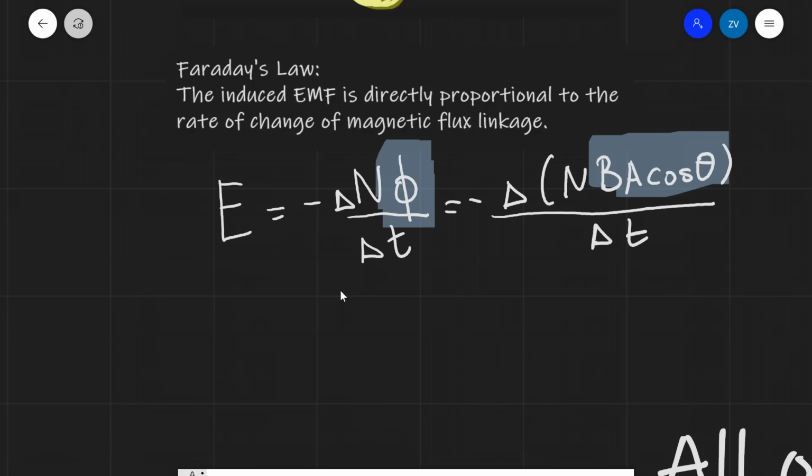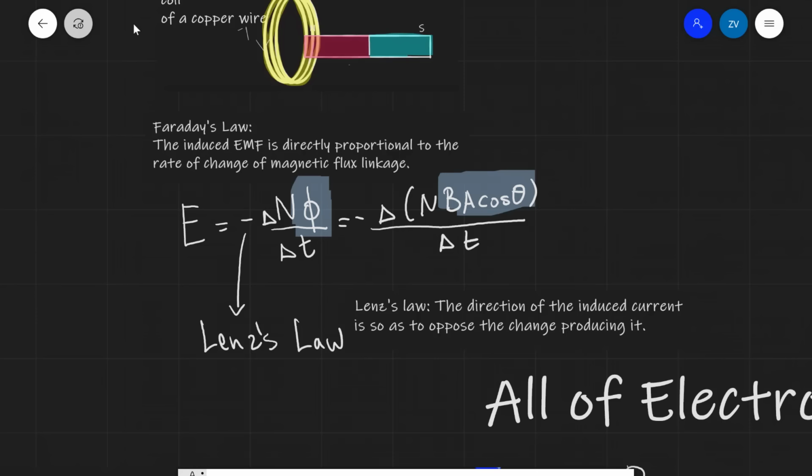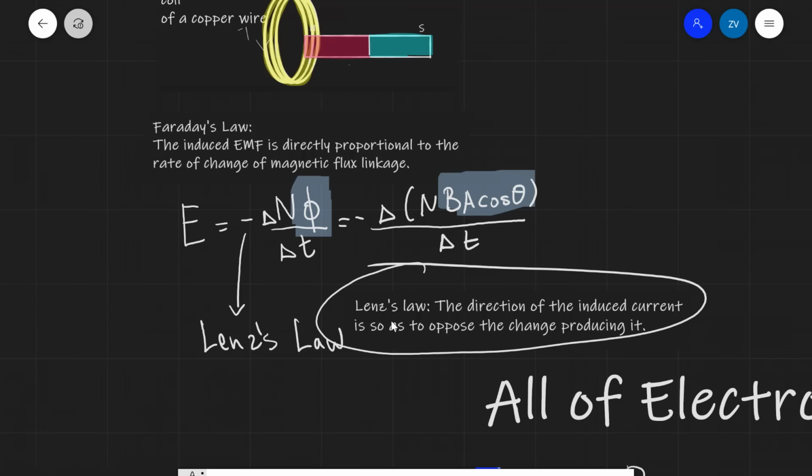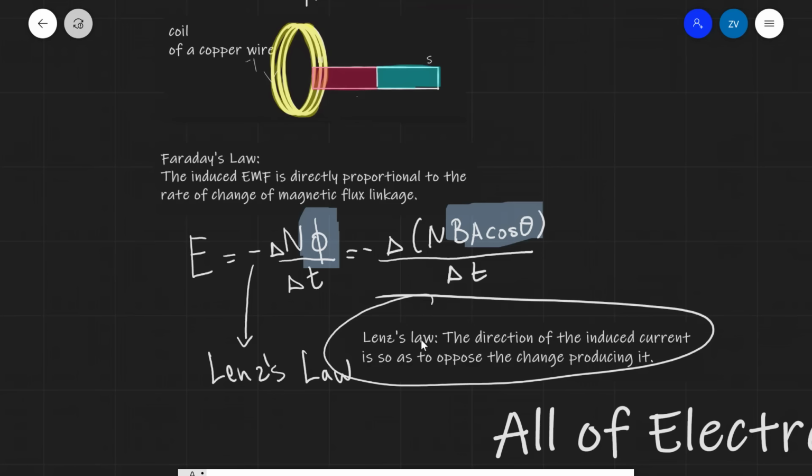The minus sign here is really significant, and this minus sign is an expression of Lenz's law. Lenz's law states, and this is really important, I'm going to circle it over here, that the direction of the induced current is such as to oppose the change producing it. Now, what do I mean by this?